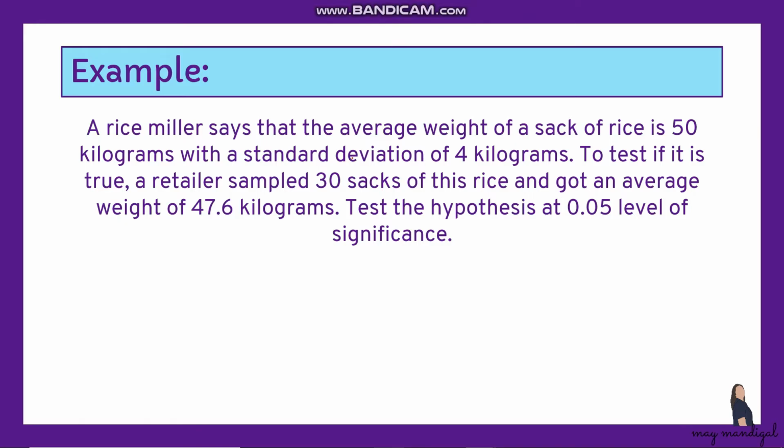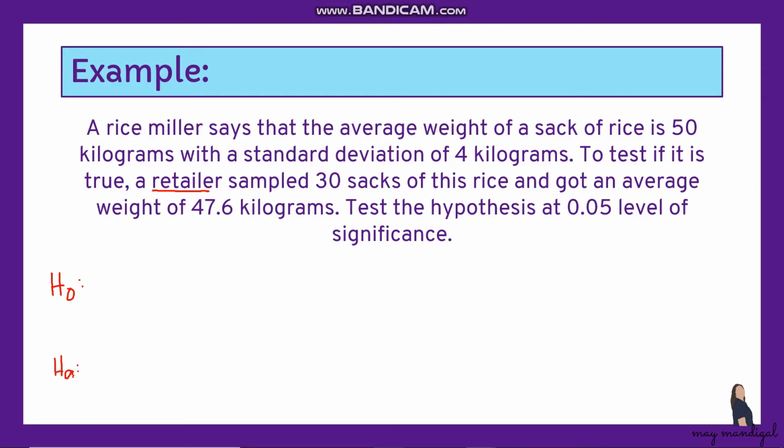You have to understand first the problem. Here, a rice miller is saying that the average weight of a sack of rice is 50 kilograms. Now, this retailer wants to test if that is really true by getting samples of 30 sacks of rice. From there, the retailer was able to get an average weight of 47.6 kilograms. In order to test this hypothesis, we have to use our hypothesis testing. Before that, we have to write first our null hypothesis and our alternative hypothesis.